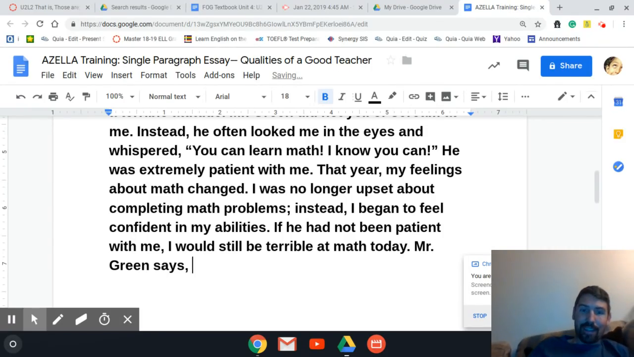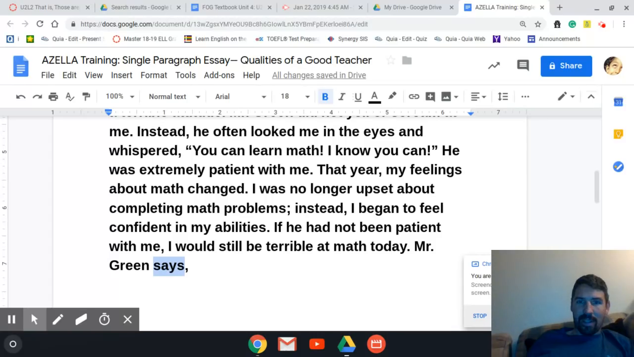So he's essentially going to say something that I've already said, right? So Mr. Green says, now do you notice after a word like says or asks or states, which is another word for says, not states like the United States. Okay, what does he say? So I'm going to put a quotation mark here. Patience is the key to good teaching.